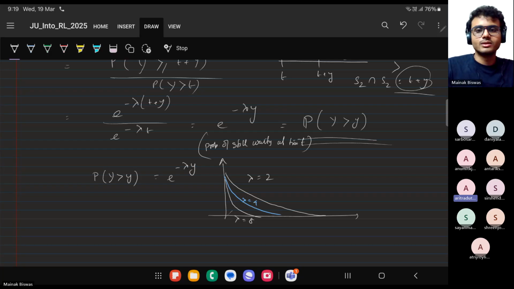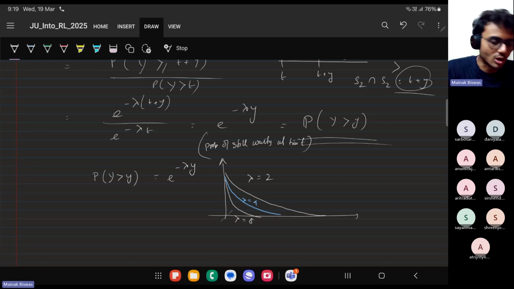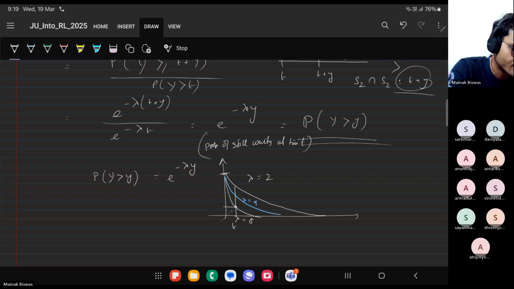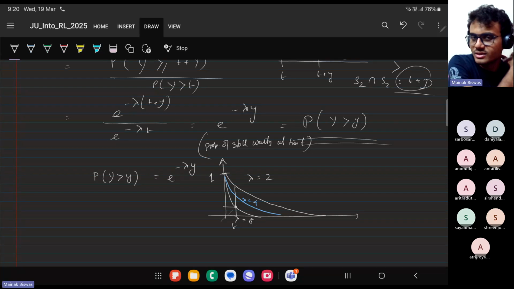Yes or no? Which means that the probability that you're still waiting will become much smaller in a smaller time. Look at this time window. The probability is much smaller. Yes or no? That's what I was trying to say.